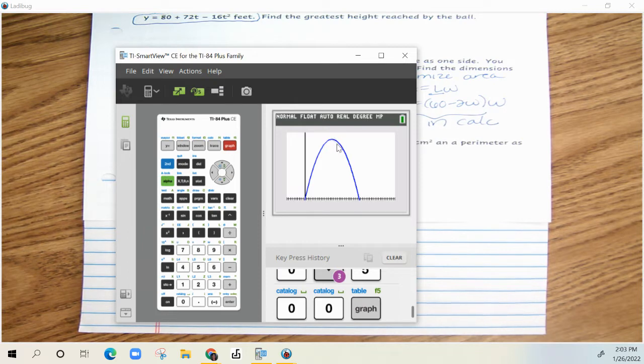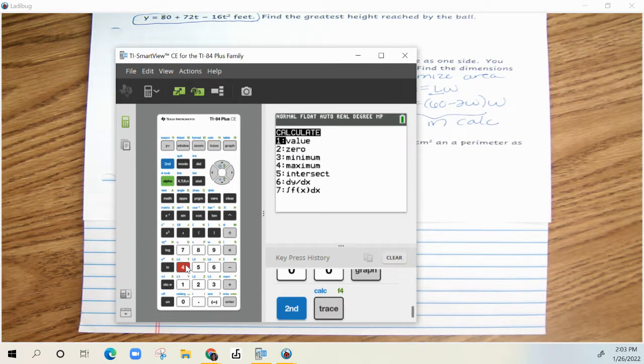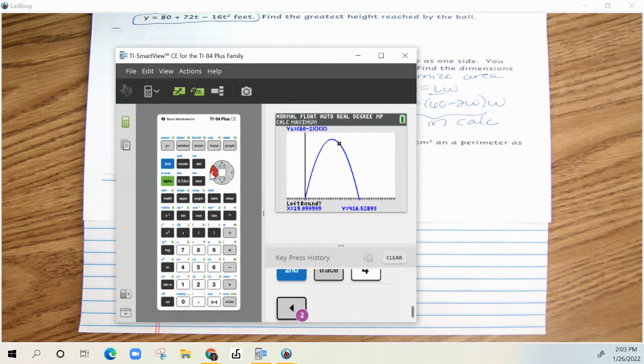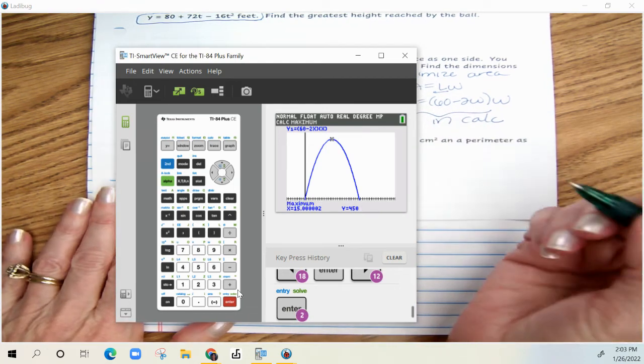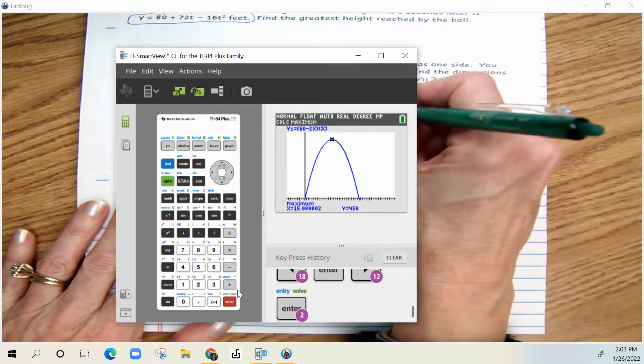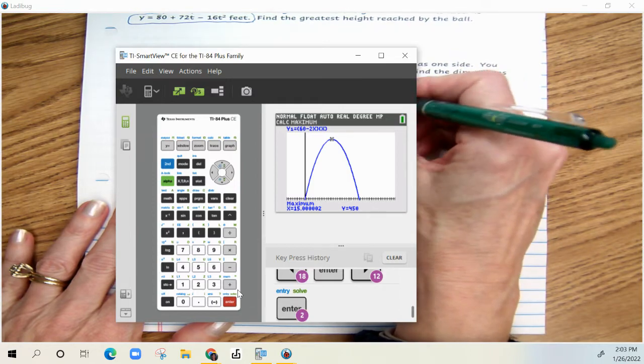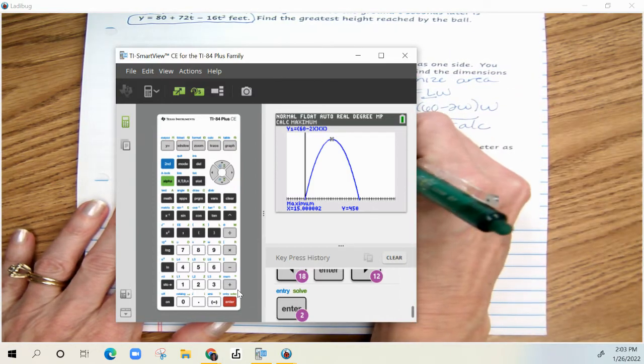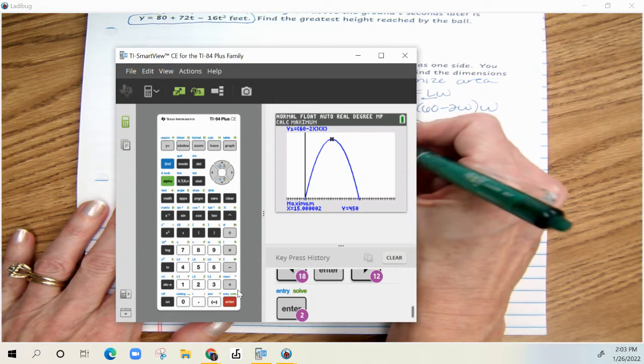I just need to see this maximum. So second trace maximum, point to the left, point to the right, hit enter. So my maximum, I just have a little sketch. It's a parabola. My maximum point is 15, 450.